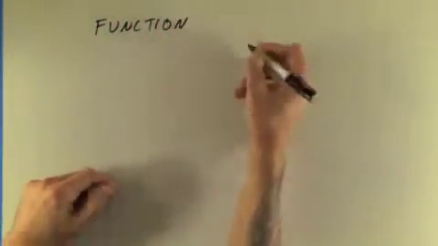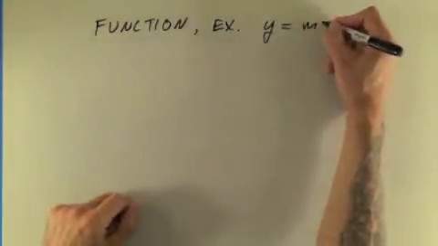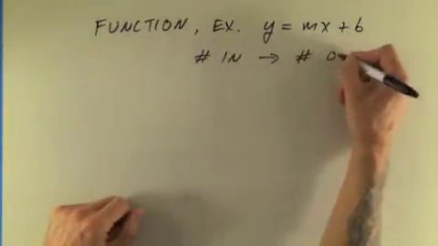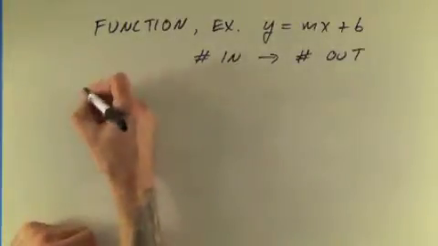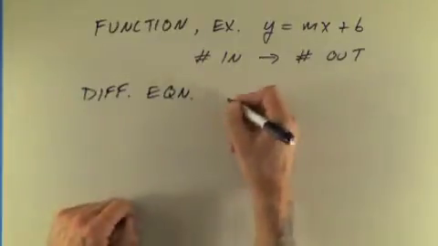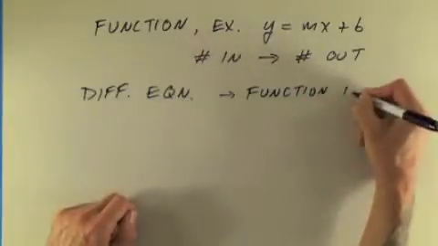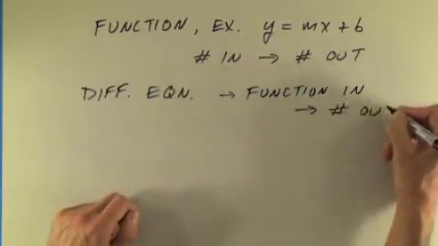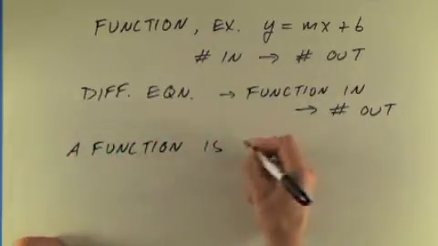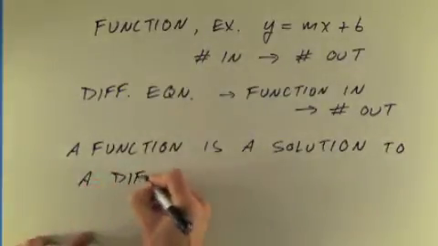All right, so a function, you're familiar with functions from algebra classes, such as y equals mx plus b, the equation of a straight line. It's a function. Put a number in, you get a number out, right? A differential equation, like the wave equation, or the Schrodinger equation, what you do is you put a function in and you get a number out, which is really different. And this is how differential equations work. It's not just a number. You're looking for a function that solves the equation. So we say that a function is a solution to a differential equation.